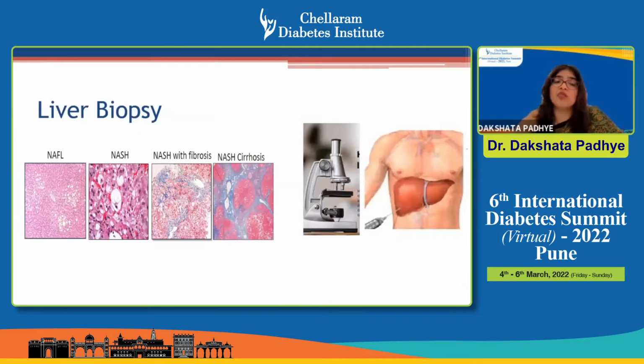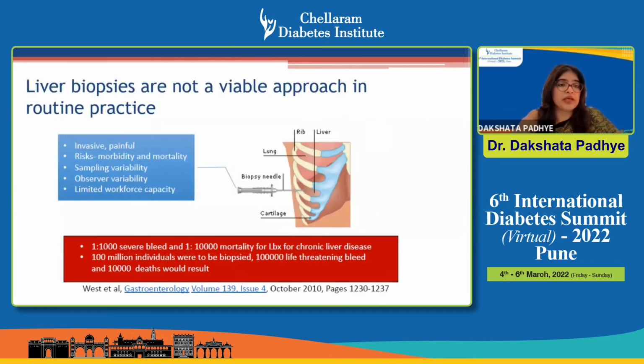Liver biopsy was the standard for seeing histology in NASH patients, but with the pandemic of NASH and fibrosis, I don't think getting each and every patient biopsied is a very good option. I would say liver biopsy is not a viable approach in routine practice. It is invasive, painful, has sampling variability and observer variability, and we have limited workforce capacity in our outpatient clinics.